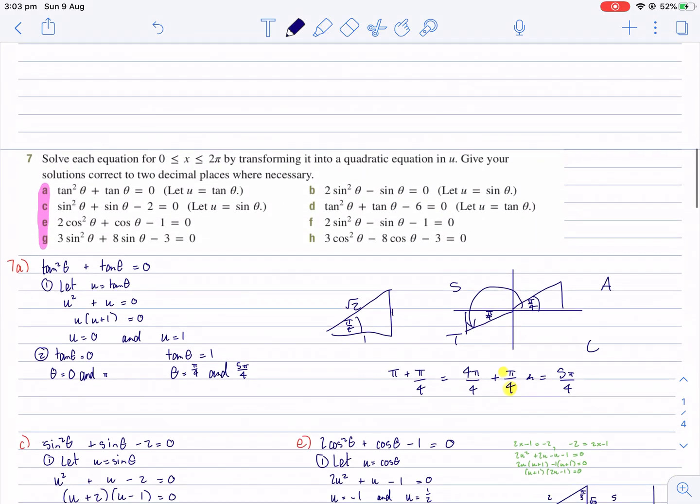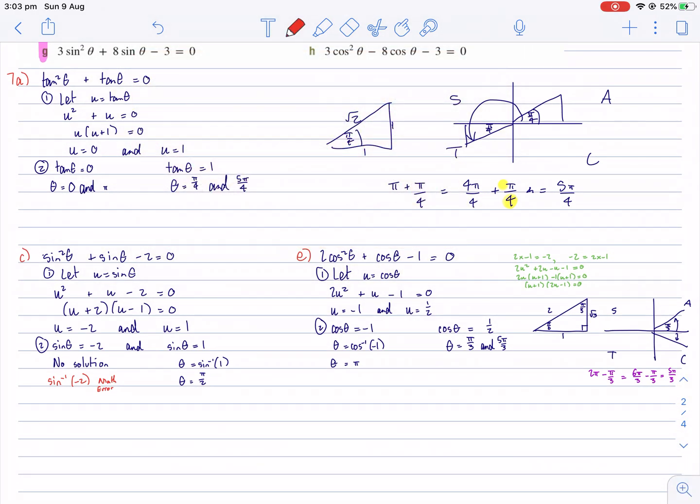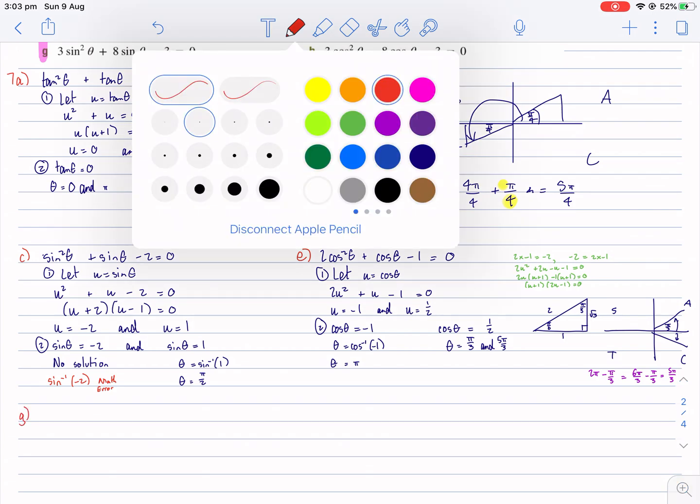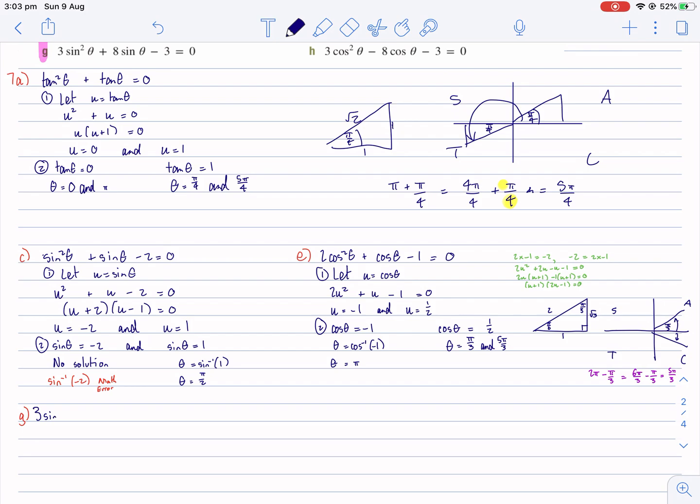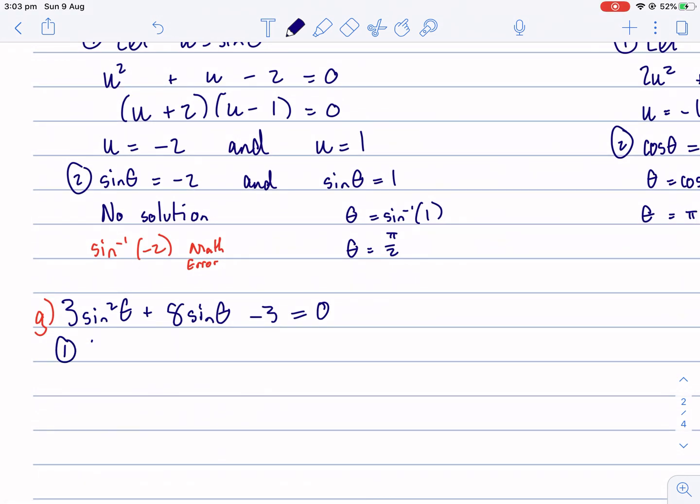Okay, last question for this one, G. We've got 3 sine squared theta plus 8 sine theta, take 3 equals 0. So step 1, let u equals sine theta. So we've got 3u squared plus 8u take 3 equals 0. You could quadratic formula this, but I know that 3 times -3 is -9. -9 equals 9 times -1. 9 plus -1 equals 8.